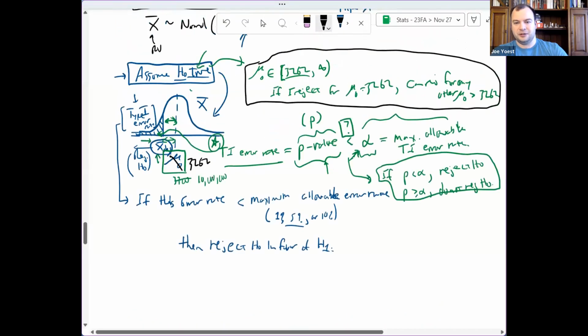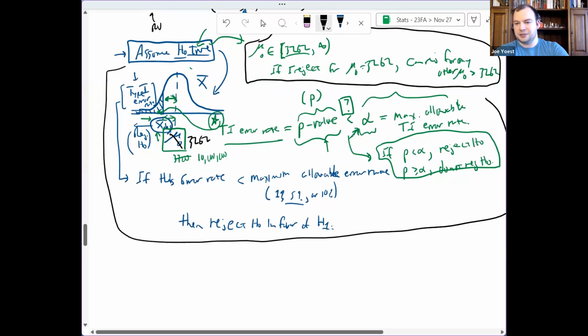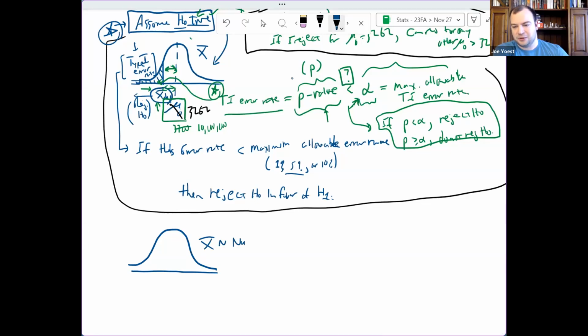So this was kind of scratch work to just get the idea straight. And I'm just going to rewrite a couple of the pieces. So here, we're still under, assume H naught's true. Then X bar is normal with a mean of 3262, right?